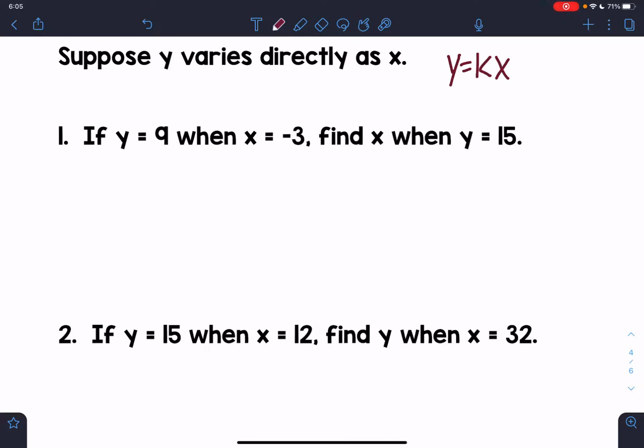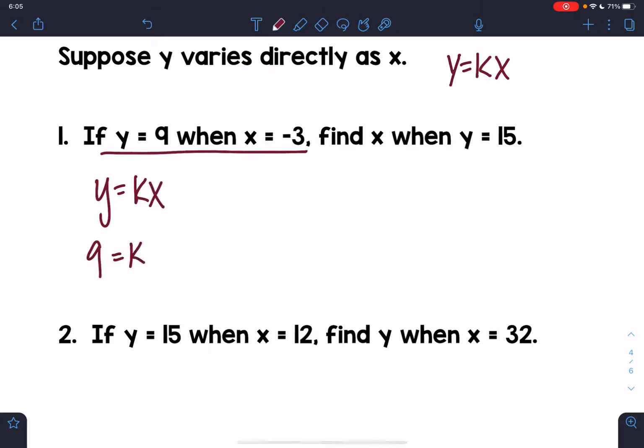Okay, so it's going to tell me if y equals 9 when x is -3, I want to find x when y is 15. So there's a lot going on here. First, we're going to look at the first half of this. It says if y equals 9 when x equals -3. I'm going to set that up. I'm going to fill in to my equation, right? We're using the direct variation equation. I'm going to fill in y as 9 and x as -3.